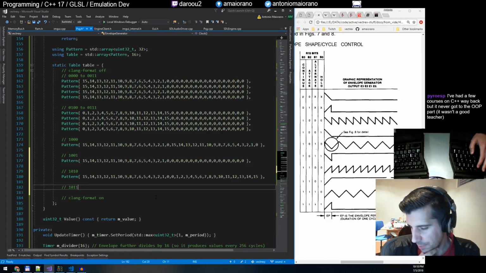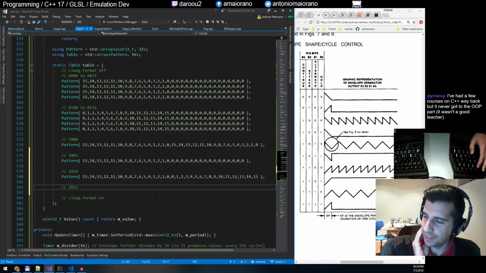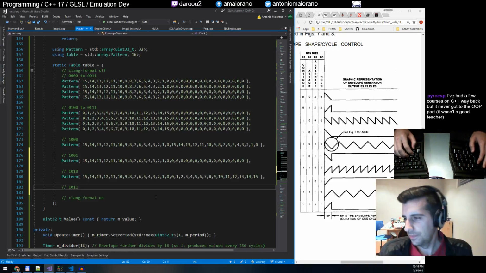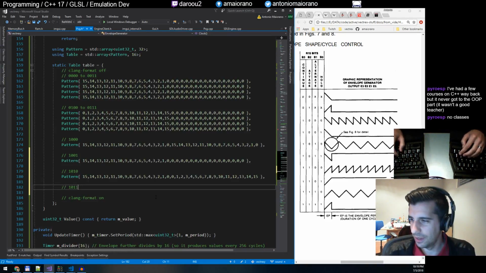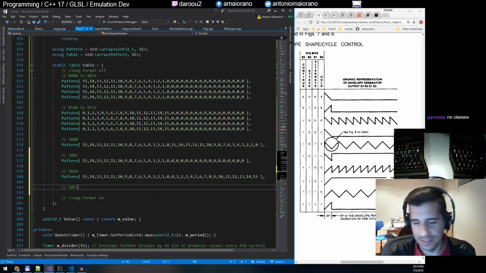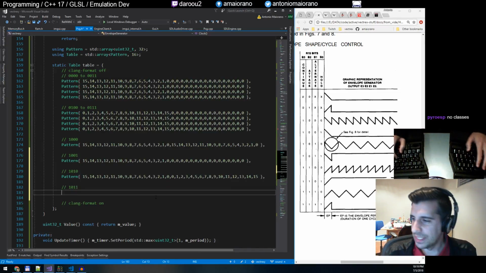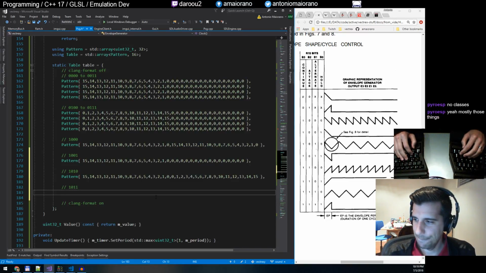So if you're learning C++ and you don't get to the OOP part, that sounds like, let's learn C first. Except, let me guess, you learn to use std cout and cin and endl. That was the C++ portion of the program. Yeah, no classes. So basically it was C with cout.